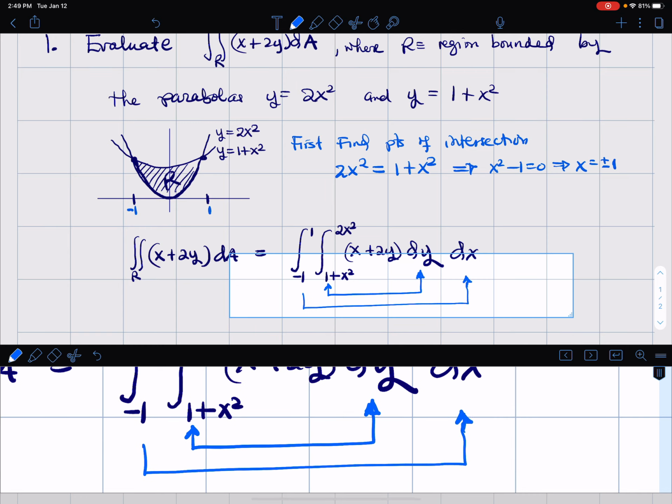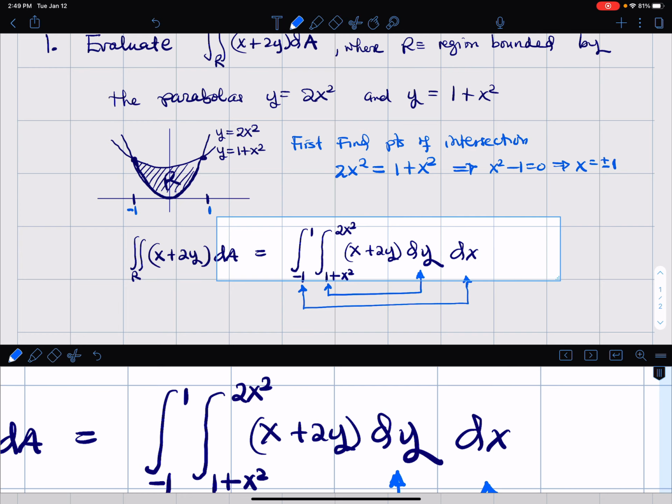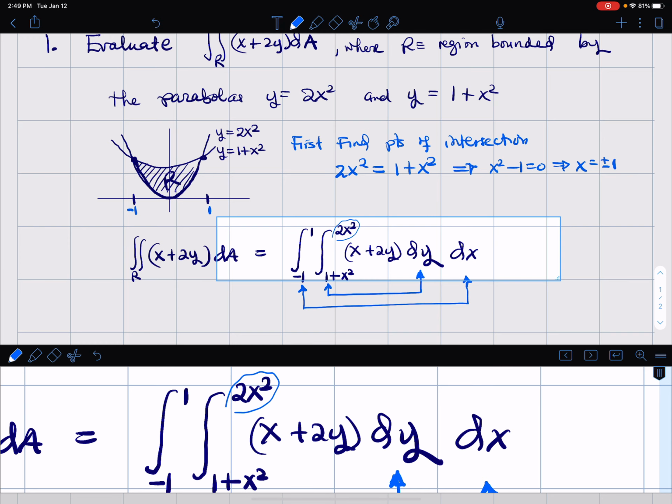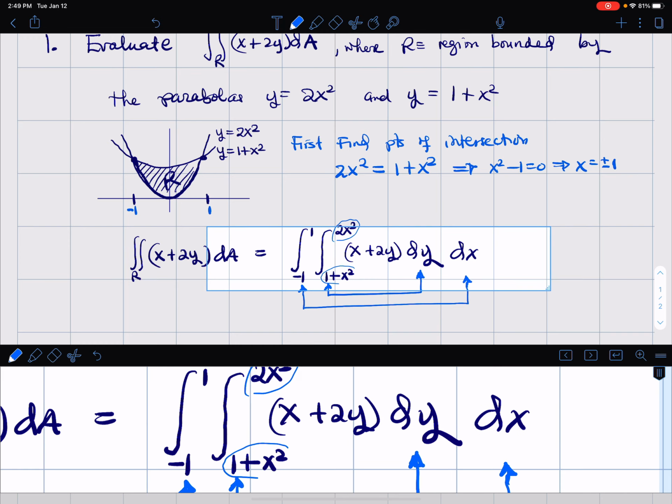I want to point a few things out before we perform this integration. The first thing I would like to point out is that in the general region, the bounds of integration are usually constants, but here you can see the bounds of the inner integral are not constants. However, the bounds of the outer integral have to be constants. That's the first thing I wanted to point out for general regions. The bounds of integration for the inner integral are usually not constants.